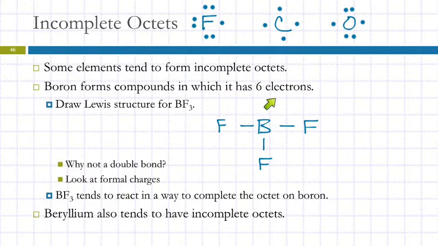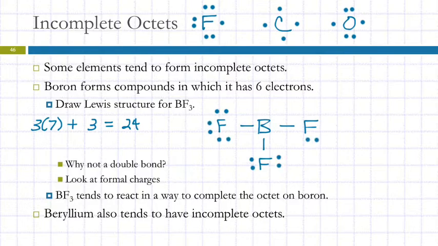So that helps me come up with this. Okay, so we've got our skeleton. We have to look at total number of valence electrons. So each fluorine has 7, so that's 3 times 7. And boron has how many? 3. So we've got 21 plus 3 is 24. So we've got 2, 4, 6 from the bonds, 8, 10, 12, 14, 16, 18, 20, 22, 24.